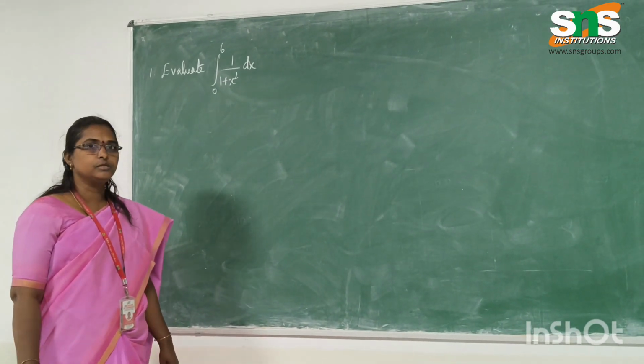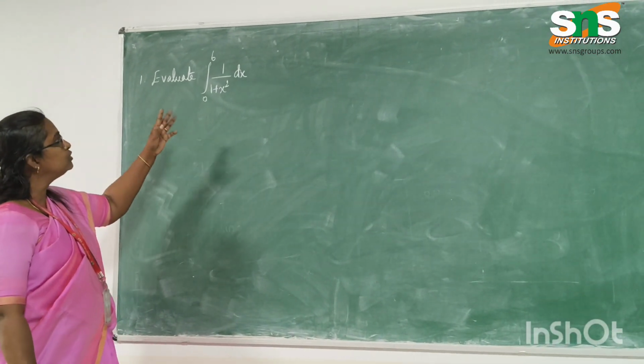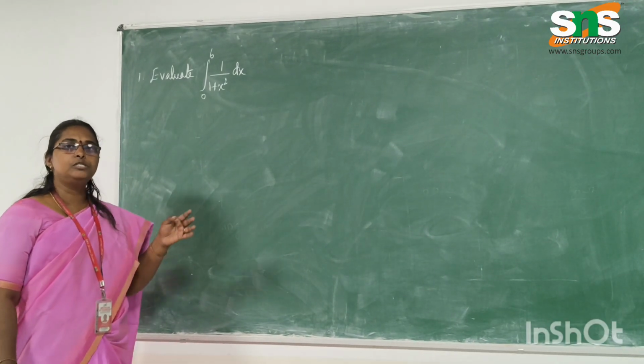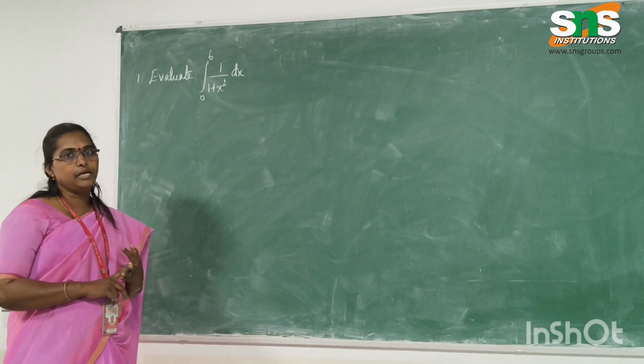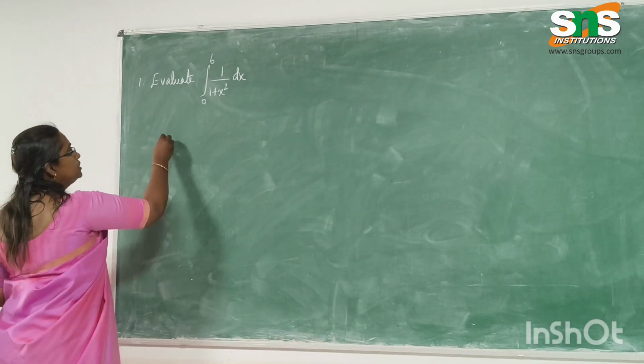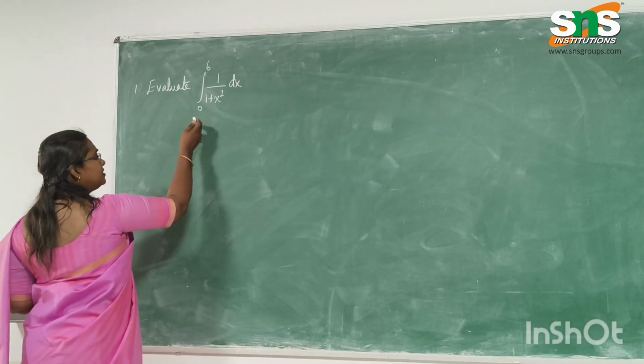Today I am going to discuss a numerical integration sum. Evaluate the integral from 0 to 6 of 1 by 1 plus x squared dx. I am going to do this sum using the trapezoidal rule, Simpson's rule, and actual integration. First we start with the intervals. No interval is given, so we can choose 0 to 6.